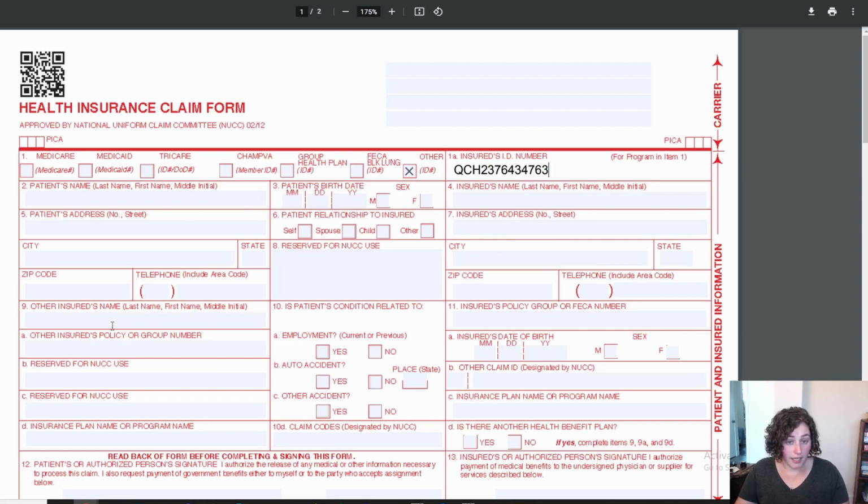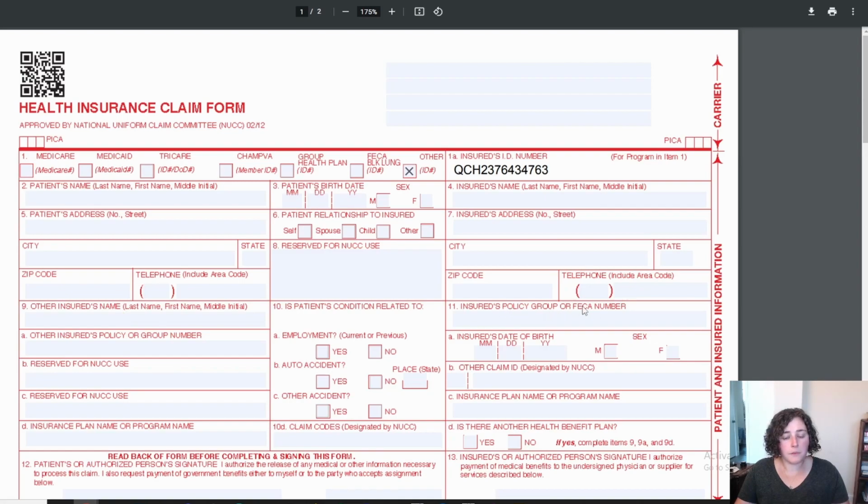Now, sections 9 and 9A through D, this section you would only fill out if a patient had a secondary insurance plan. So you would indicate yes for is there another health benefit plan under 11D, so you would click yes, and then you would go over and fill in the information for that secondary insurance.